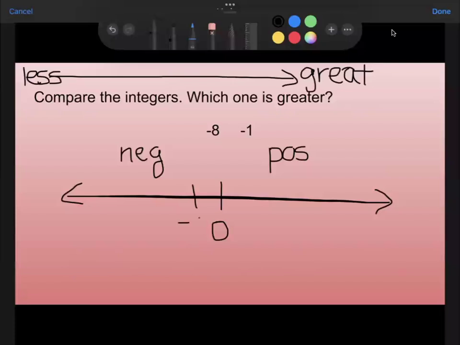-1 would be 1 unit away from 0 on the negative side, and -8 would be 8 units away from 0 on the negative side. So I'd go 2, 3, 4, 5, 6, 7, 8. So it would be somewhere over here, would be -8. As you can see, -8 is further to the left and therefore less than -1, which is all the way to the right of the numbers that we've got. So I'm going to make that symbol open up to the -1. That means that -8 is less than -1.